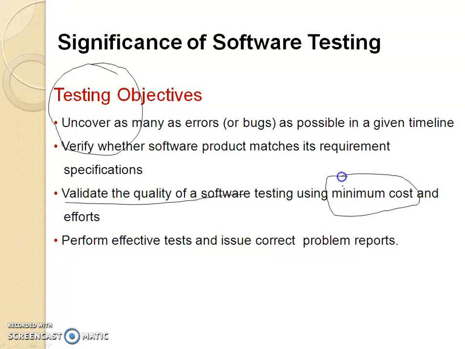And when I'm talking about optimizing my resources, I'm talking about usually testing software of size, say 100 programs or 100 modules, and we do have restrictions or constraints on resource limitations. So we need to optimize which areas should be prioritized when I move into testing the entire software. And finally, the objective is to perform effective tests and issue correct problem reports. It's useless to generate a huge report wherein the exact point is not indicated.